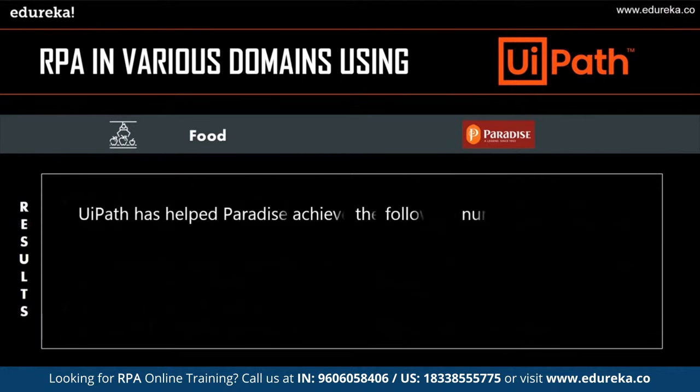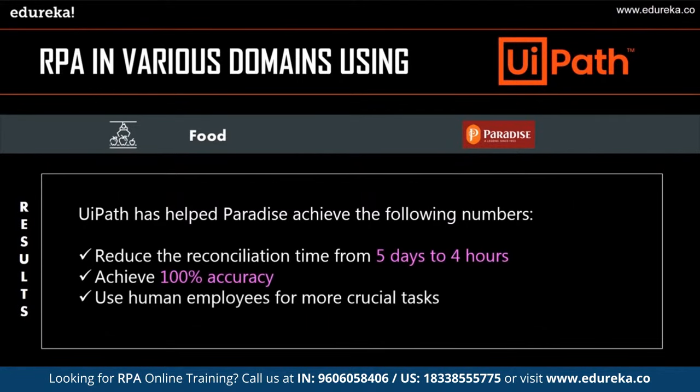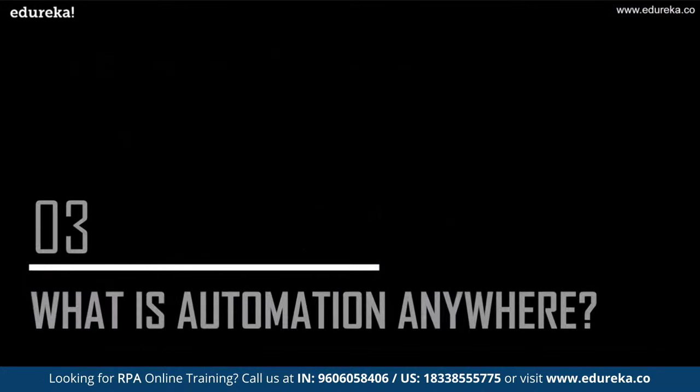So the results observed were, as you can see on my screen, the reconciliation time was reduced from 5 days to 4 hours, and 100% accuracy was achieved. Also, the human employees were now used for more crucial tasks. So that's how, guys, RPA was used by Paradise to generate high profits. So with that, we come to an end to this particular section of this session.